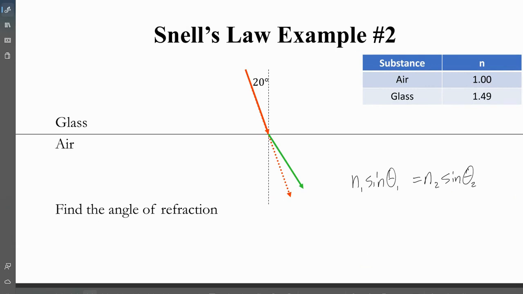One more problem here. So between air and glass, we start at 20 degrees. What's our refracted angle? That's the question for you. So same exact process. Go ahead and pause the video, see if you can do this on your own before I keep going. Okay, hopefully you paused. I get 1 times sine of 20 equals 1.49 sine of theta 2. And if we do all this, inverse sine of the sine of 20 divided by 1.49, 13.3. Is that right?